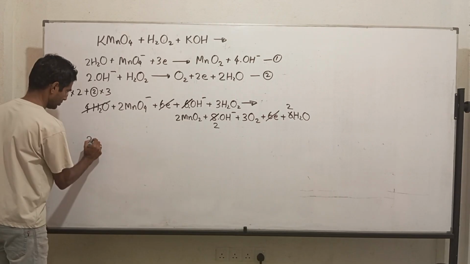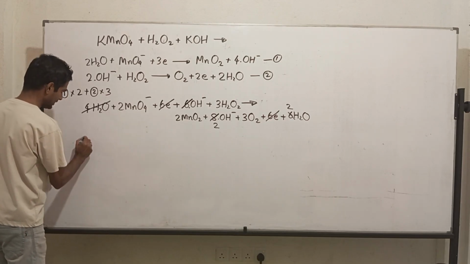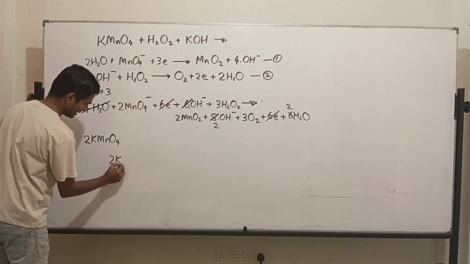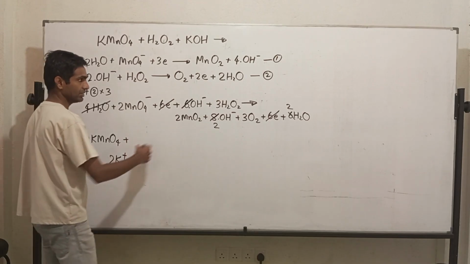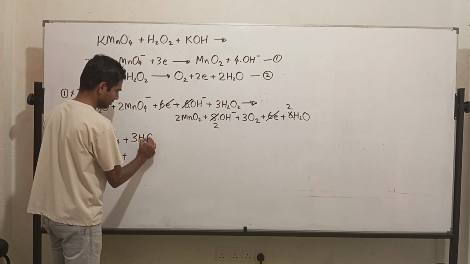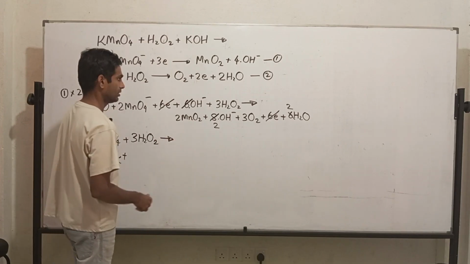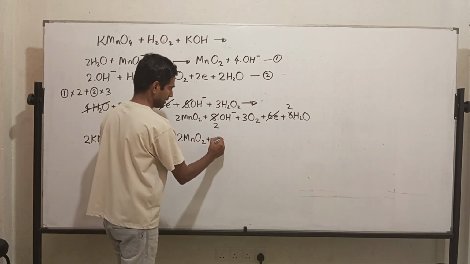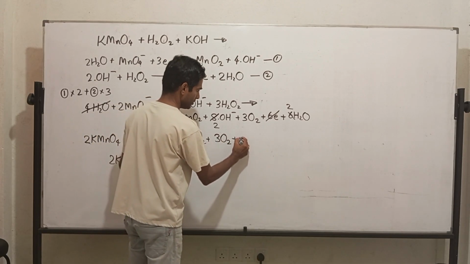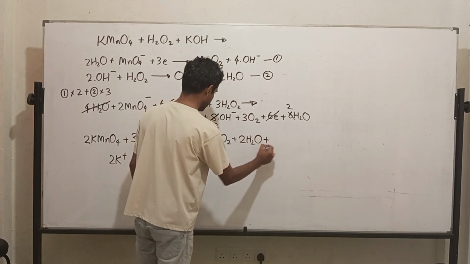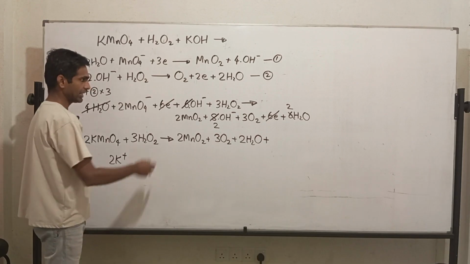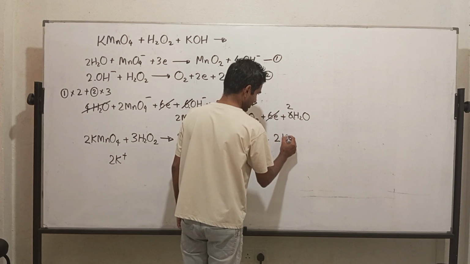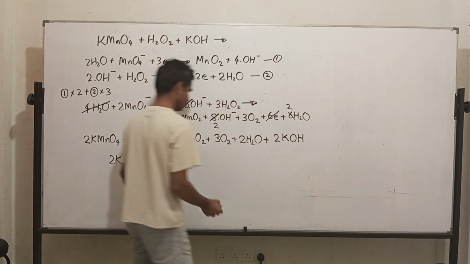Then we can write 2 potassium permanganates. 2 potassium ions are in excess in the reactant side. Then 3 hydrogen peroxide molecules. What are the products? 2 manganese dioxide, 3 oxygen molecules, 2 water molecules, and 2 hydroxide ions. We can write those 2 hydroxide ions with 2 potassium ions, then 2 potassium hydroxides.